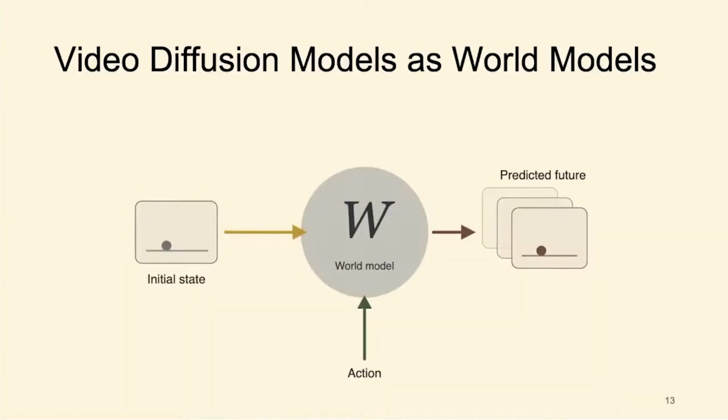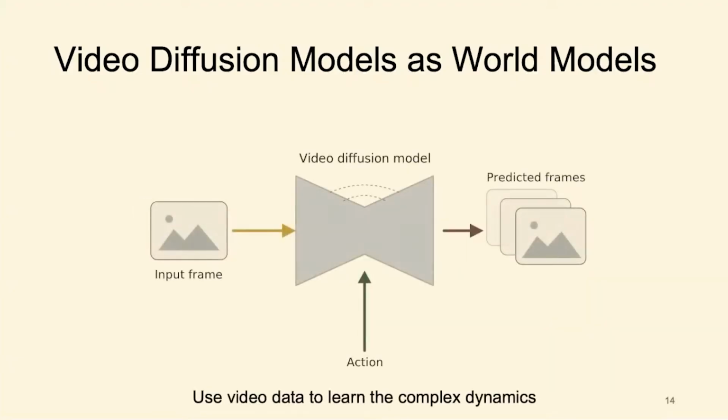And the emerging technique is to use a video diffusion model for these. So this is the same slide that I showed before. What changes here with the video diffusion model is that the world model gets replaced by a video diffusion model. The input state gets replaced by an input frame. The action remains the same, but now we're predicting the future frames, which is basically a video.